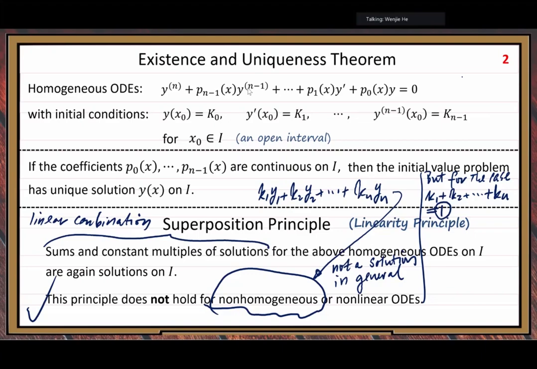But nonlinear, so we have nothing. We cannot do anything in the nonlinear case. All right. So that's the generalization.